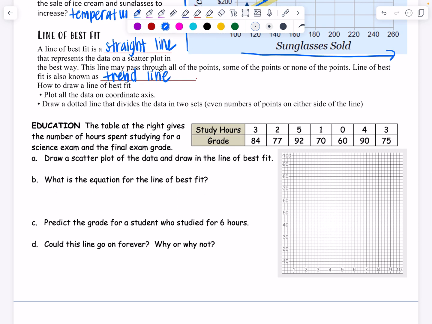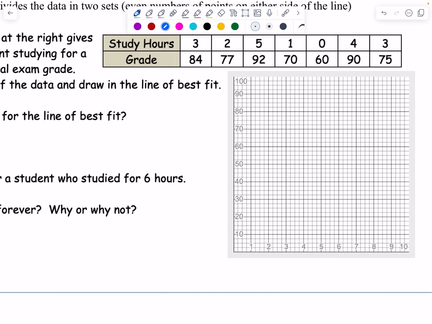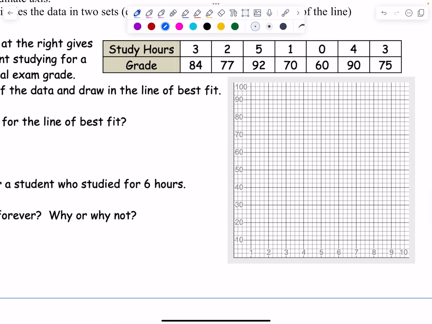And so the table at the right gives the number of hours spent studying for a science exam and the final exam grade. So it wants us to draw a scatter plot first and then draw in the line of best fit. Okay, so we're going to estimate this. And so we've got our graph. We would make our x values the study hours, and then our y-axis would be the grade on the test. So we're not going to do this perfectly. We're just going to plot them real quick.